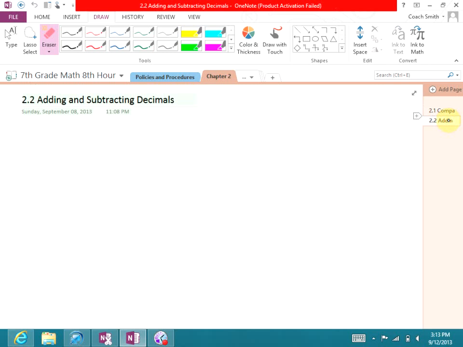Let's look at 2.2. And I'm covering 2 today. You're not going to have homework over, and we're going to do it in class tomorrow. So don't start panicking on me.